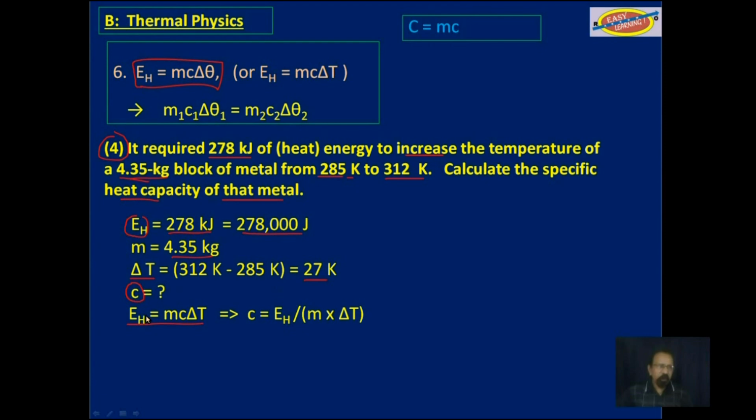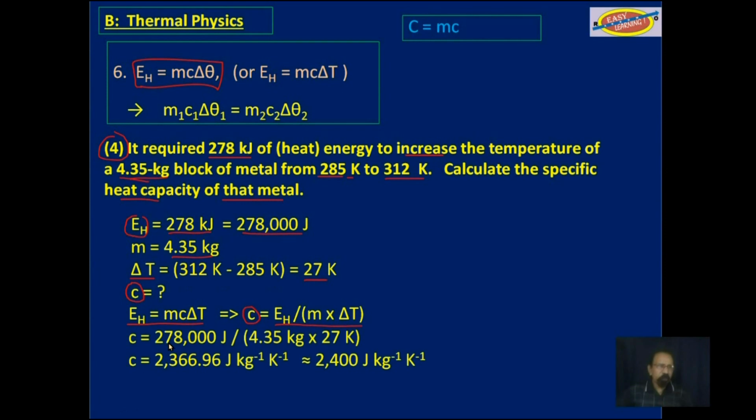EH is equal to M C delta T. We make C the subject of the formula, and we get this. We now substitute. This is EH, that is M, and that is delta T. Put that in our calculator and we get this answer. But again, you know that we cannot leave this answer with that many significant figures.